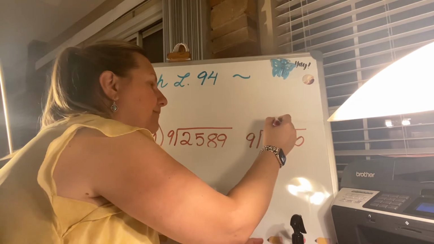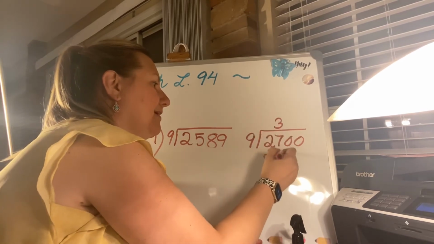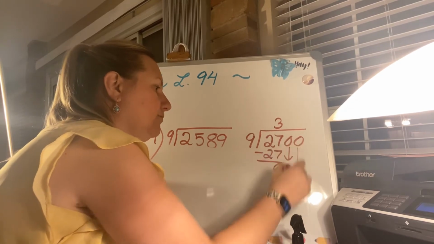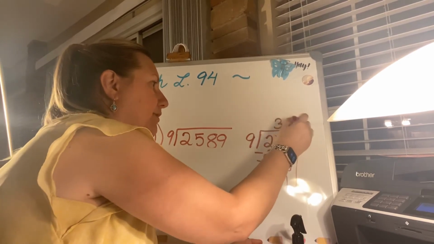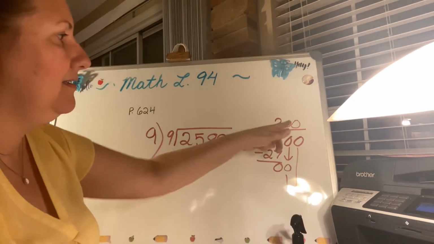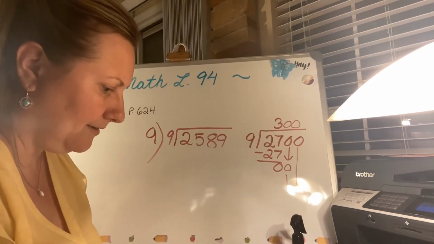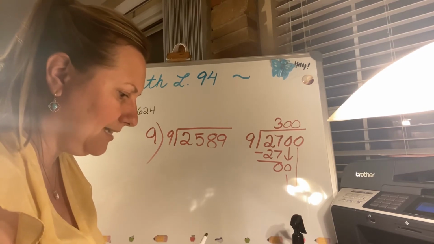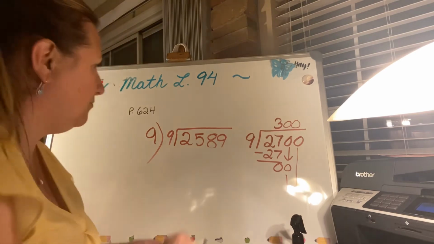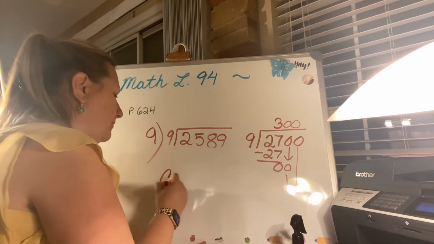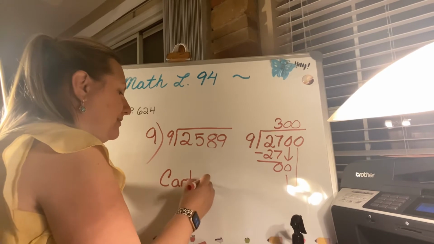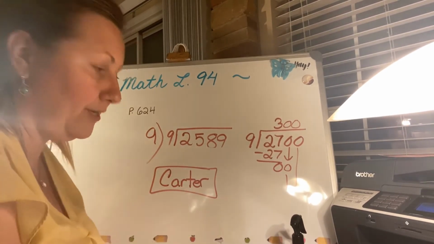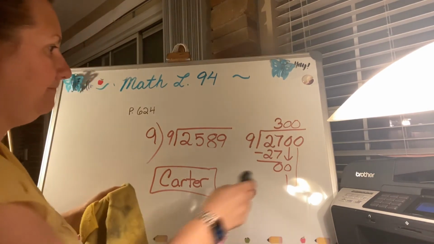And look what we get. 3 times 9 is 27. Then 0, 0. I'm not going to do all the zeros. I'm just going to put it up there because I know that it's going to be there. And we get 300. So the question was, which student made the best estimate? And I would say it was Carter. Carter made the best estimate at 300. Okay, that was number 9. Let's go on to number 10.